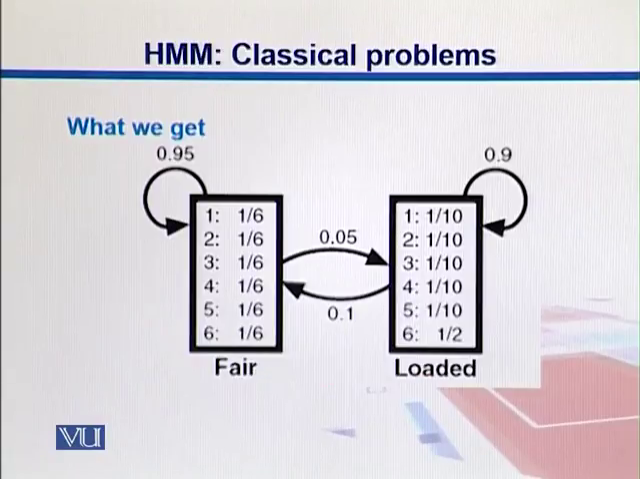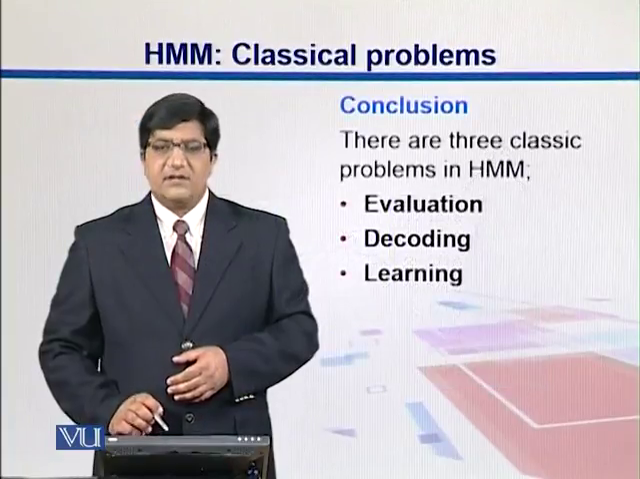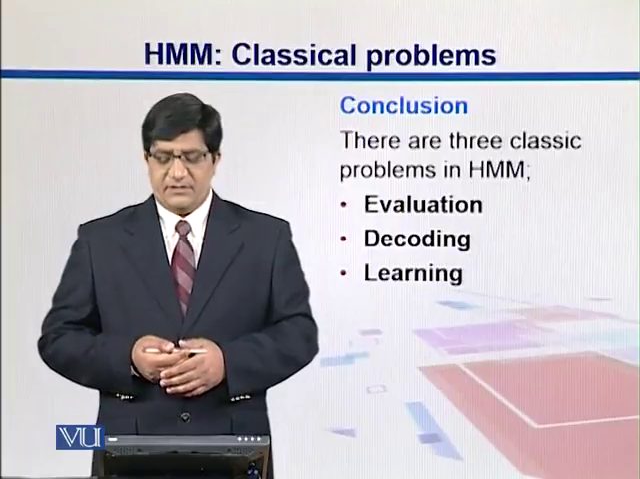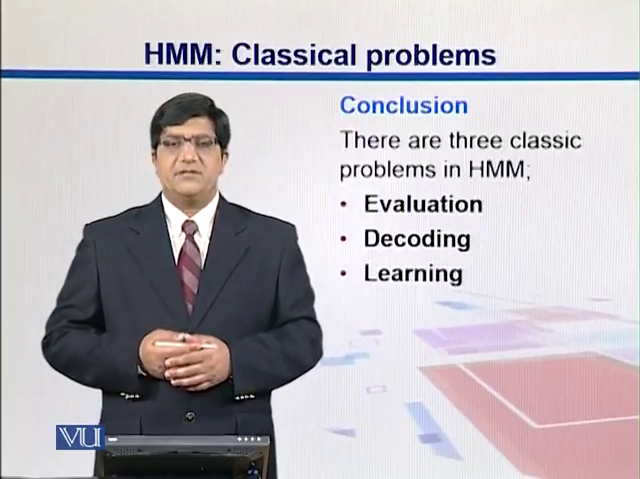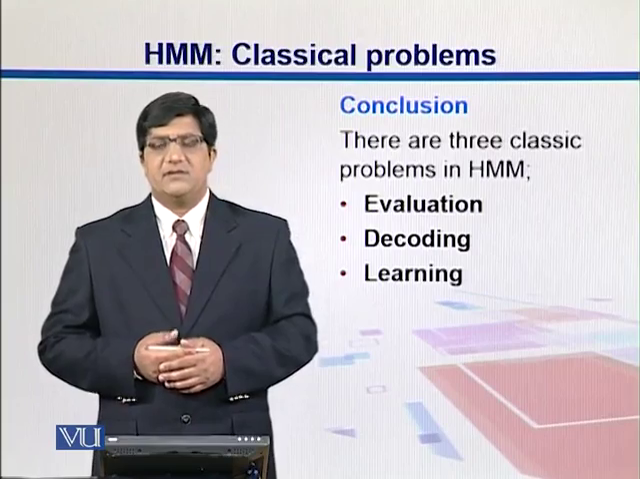And finally, when we put all these scenarios together, we can come up with something like this. We come to know that the system has two states, and what the transition probabilities and the emission probabilities are. So in general, there are three classical problems which are dealt with in hidden Markov models. One is evaluation, the other is decoding, and the third is learning.